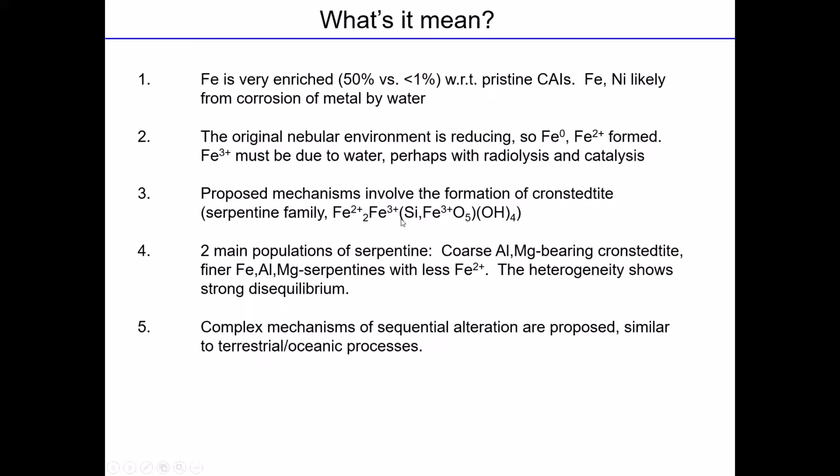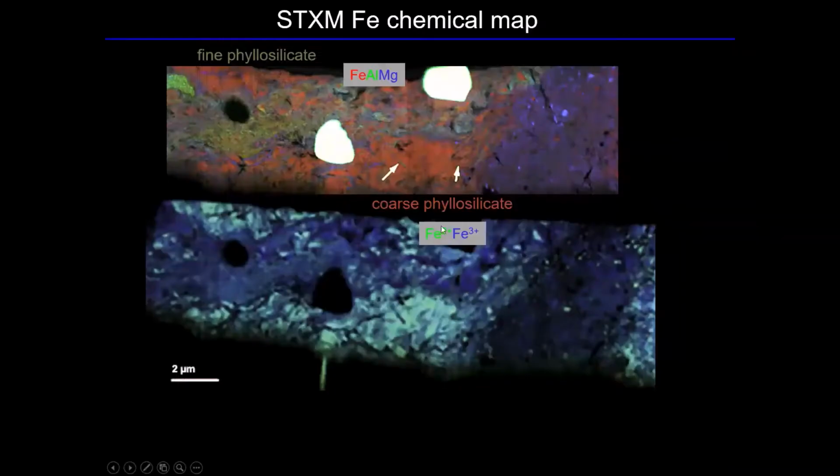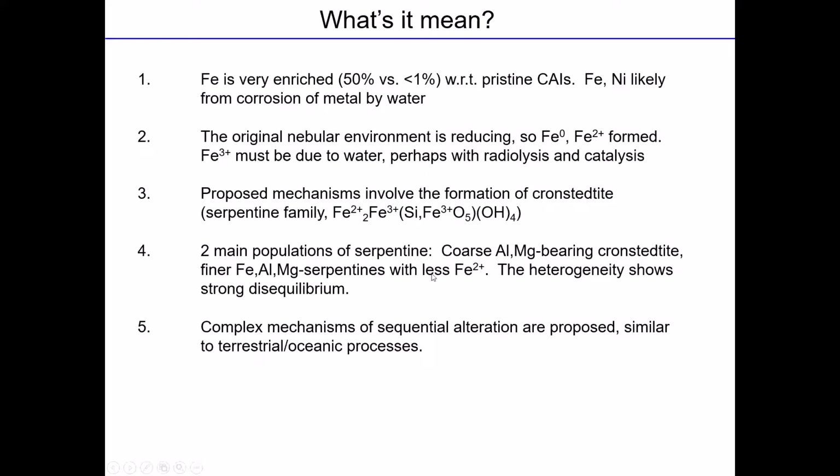Then their proposed mechanisms involve formation of the serpentine family mineral. They find two main populations of it. And the fact that there are these two populations with relatively sharp boundaries, and not just a gradation, shows that there was strong disequilibrium. Everything didn't just settle down to an equilibrium. And so they propose some complicated mechanisms that are similar in some ways to the serpentinization processes seen in terrestrial systems.